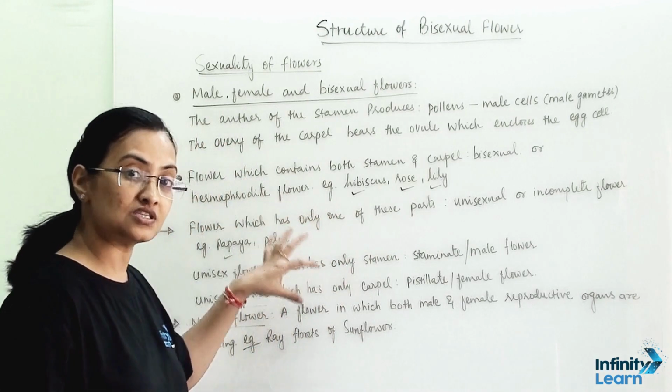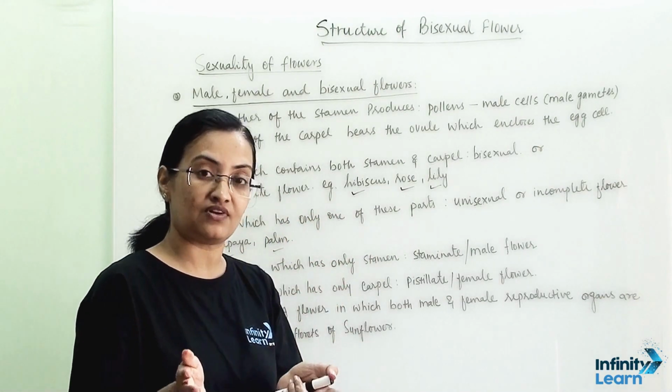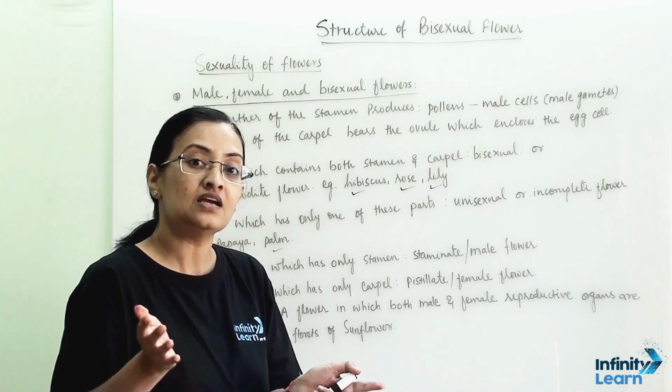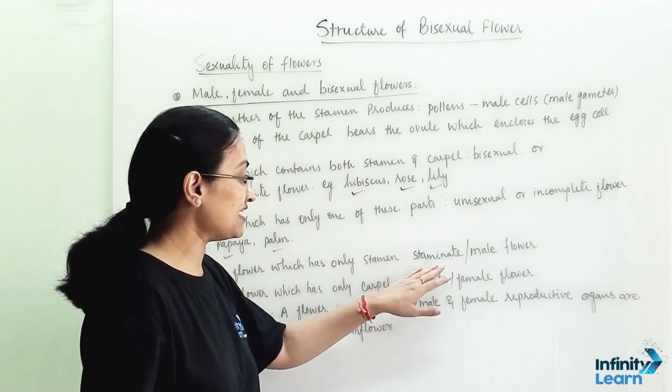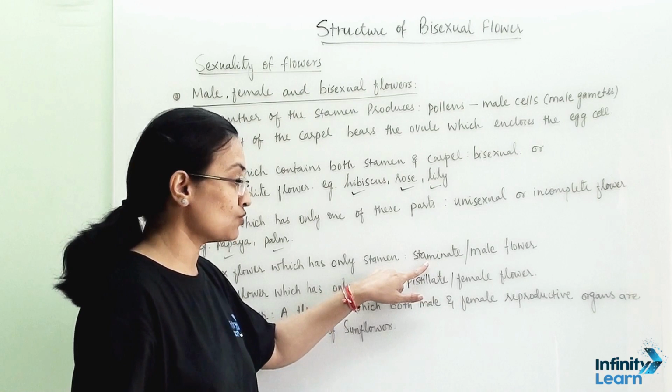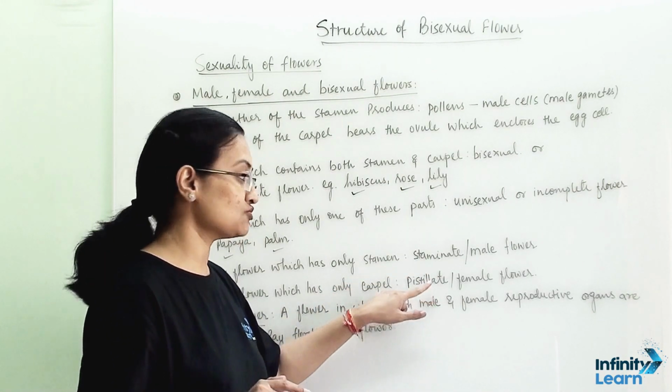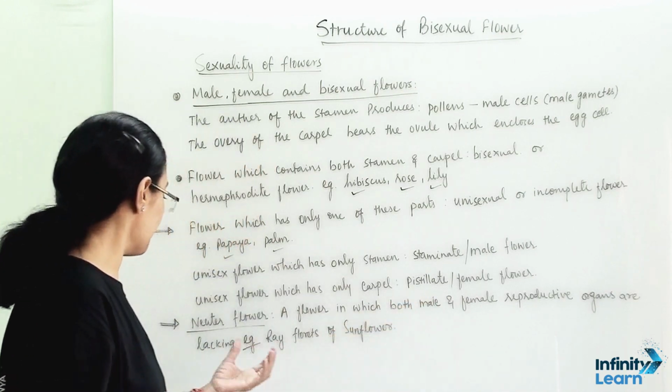So under unisexual flowers there are two types of flowers. Either they are bearing the male part or they are bearing the female part. If they are bearing the male part, it is known as staminate. If they are bearing the female part, it is known as pistillate flowers.